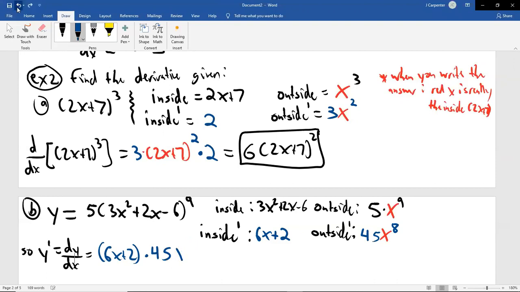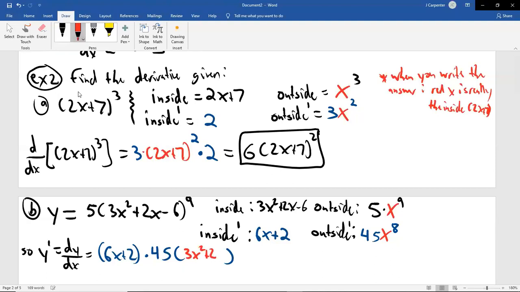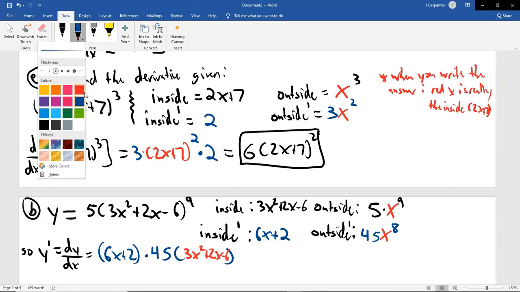Remember that in the outer function, the x represents the inner function. So that's supposed to be 3x squared plus 2x minus 6. That's what the x really represents. And then that's raised to the 8th power.